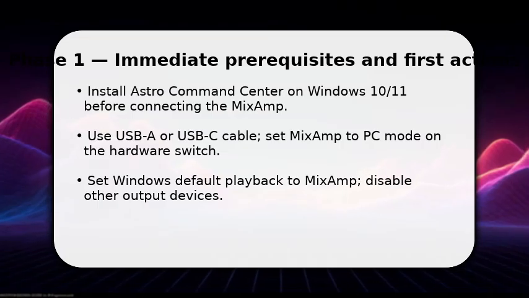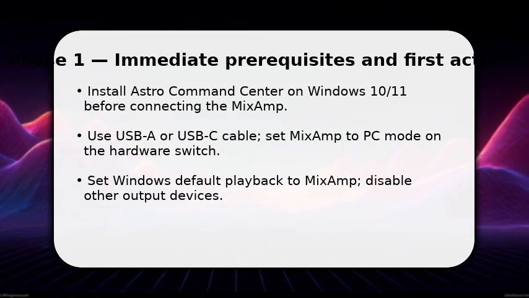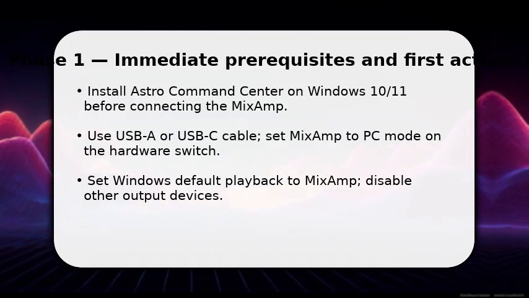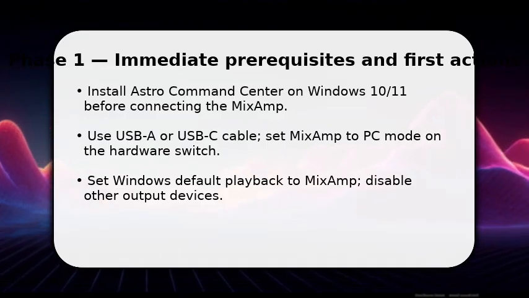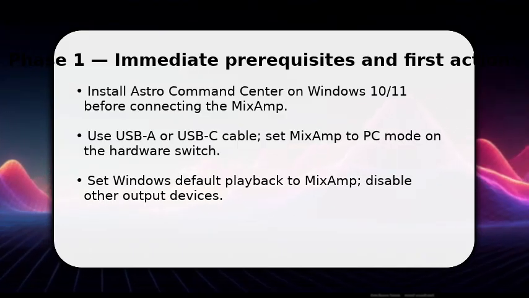Enjoy the video. You start by preparing the PC and Mixamp for communication. Plug the unit into a USB port and switch it to PC mode immediately. Install the Astro Command Center so the firmware and EQ options are available. This matters because firmware keeps latency low and controls routing.